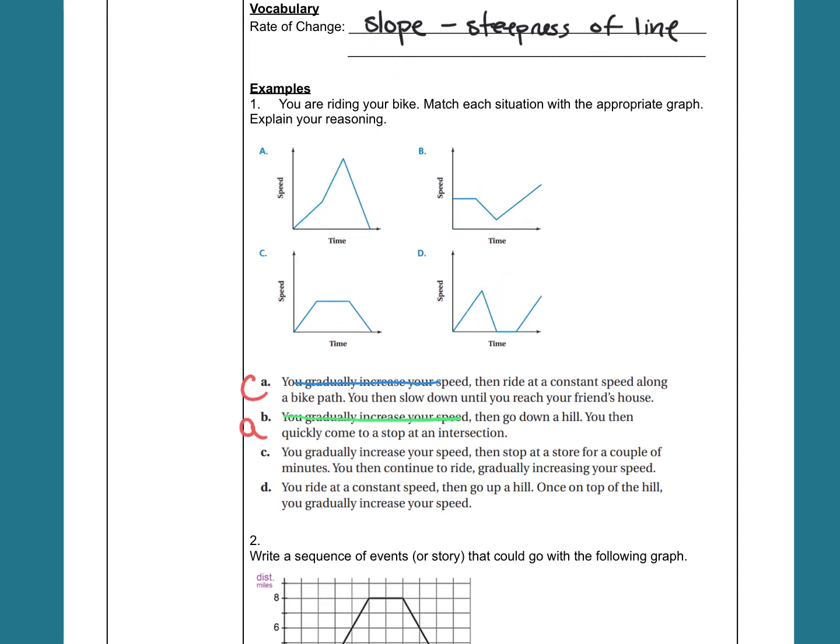And then now we have, let's see, it can't be C and it can't be A because we already used those. So for letter C, you gradually increase your speed. So again, we need to be going up. Well, B, the speed is going constant, staying the same. So it can't be that one. So it must be this one. And let's check it just to make sure. We gradually increase, so speed is going up, up, up, up, up.